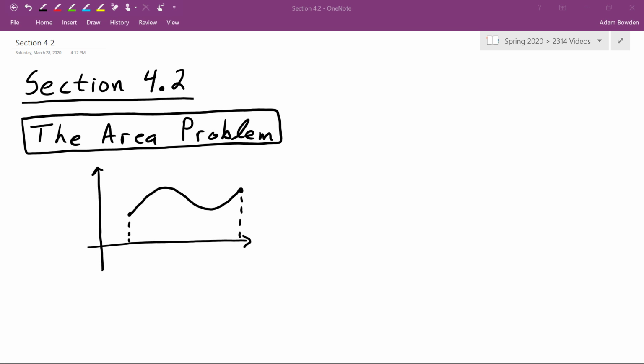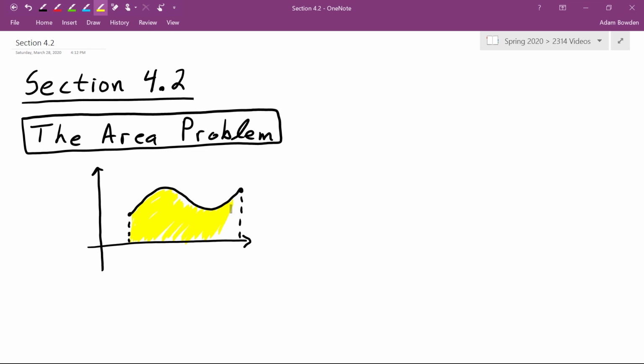So this starts section 4.2. So the very first thing to talk about is something called the area problem. And what this involves is looking at a curve and figuring out what is the area underneath the curve.